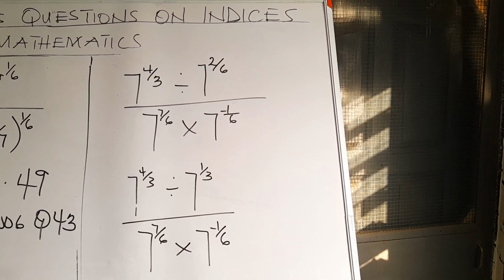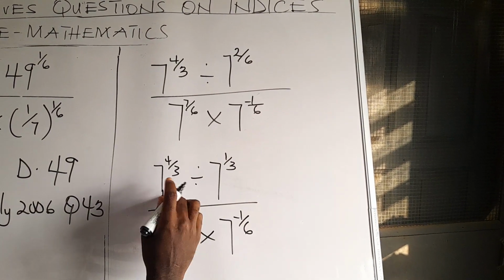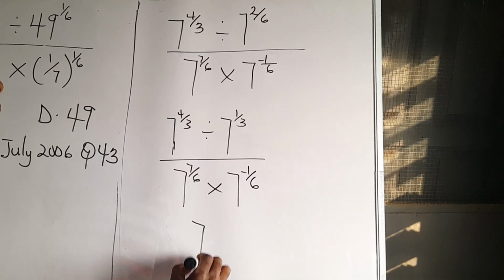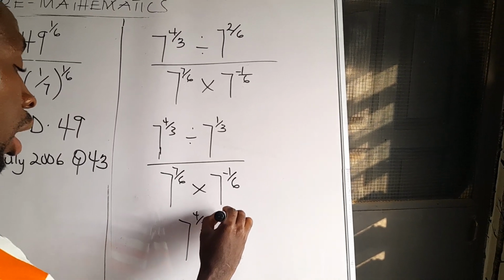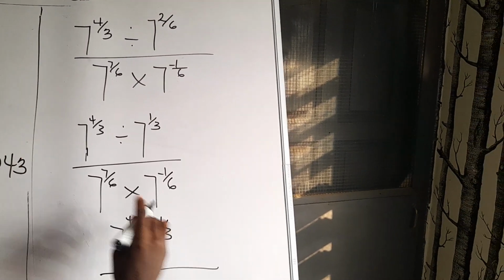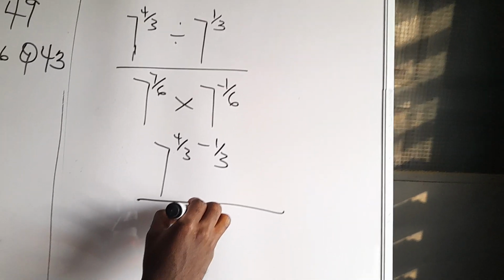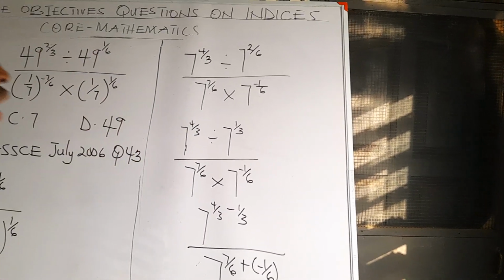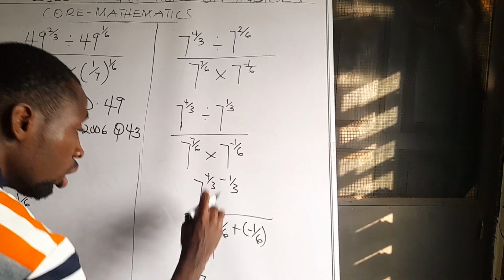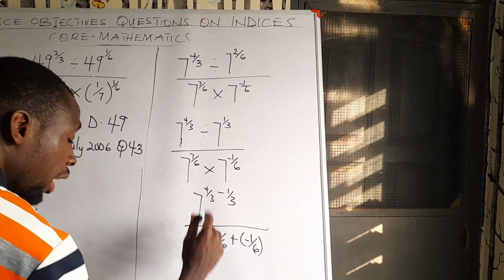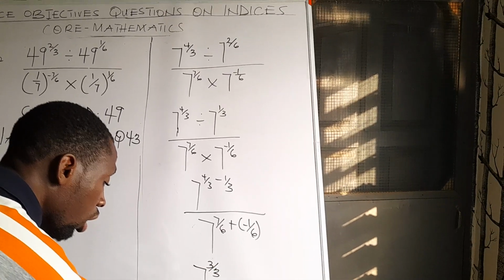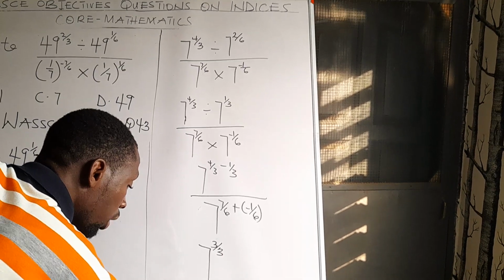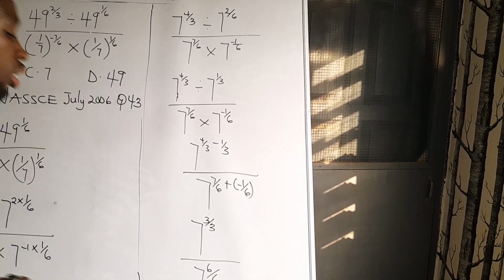We can apply the rule that when two indices with the same base are divided, we subtract the exponents. So this will be 7 exponent 4 over 3 minus 1 over 3. If they are multiplied, we add: 7 exponent 7 over 6 plus negative 1 over 6. The denominator is the same, so 4 minus 3 is 3, I have 3 over 3, all over 7 plus negative 1 is 6 over 6.